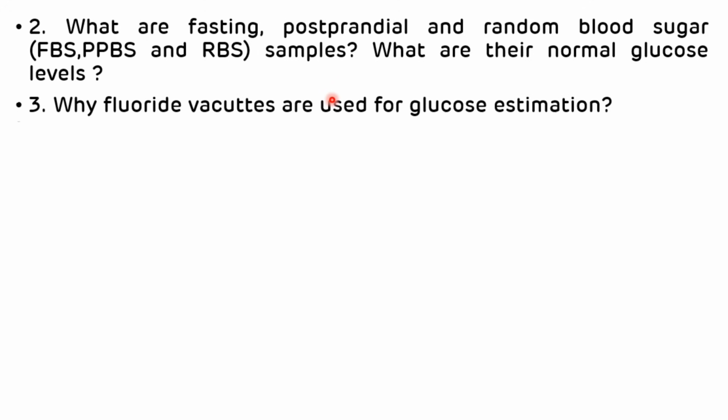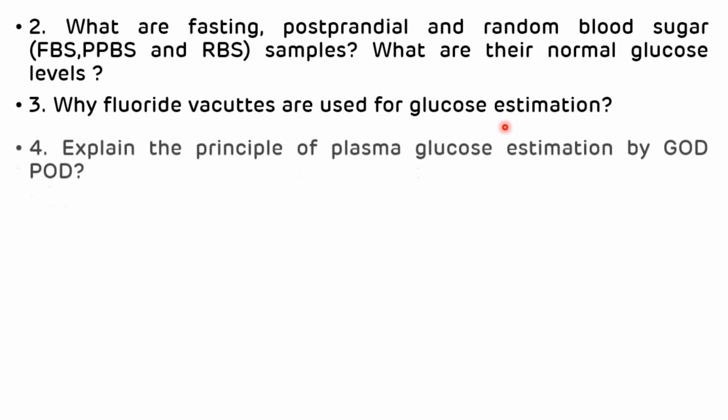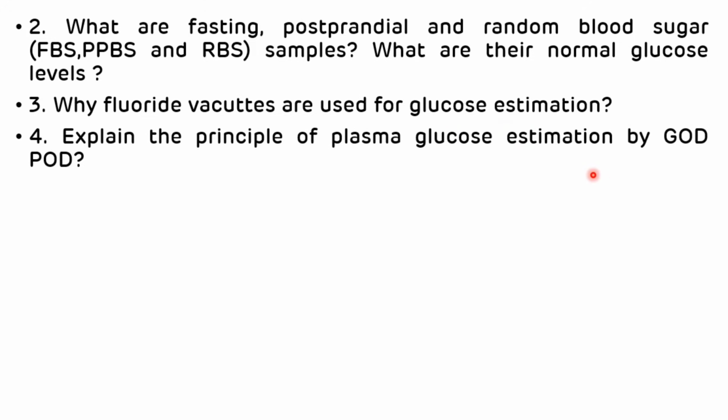Third question is why fluoride vacuoles are used for the glucose estimation? Because in the fluoride vacuole, there is the presence of sodium fluoride which inhibits the enolase enzyme of the glycolysis. That's why they are used for the glucose estimation. Explain the principle of plasma glucose estimation by GOD-POD method. We have already discussed this in the earlier part of this video.